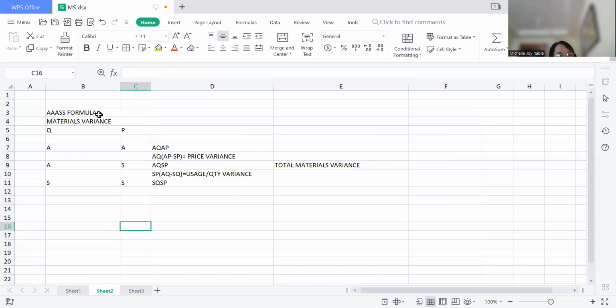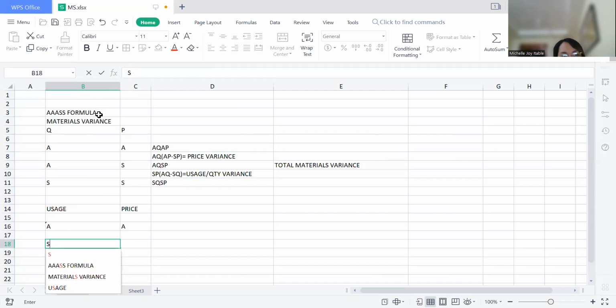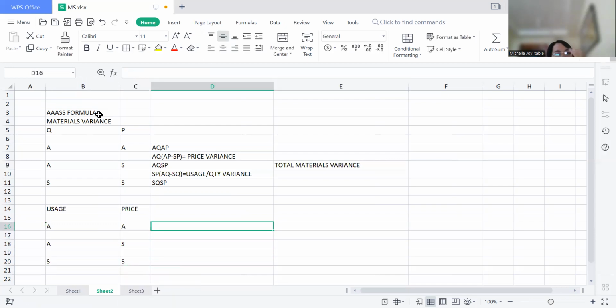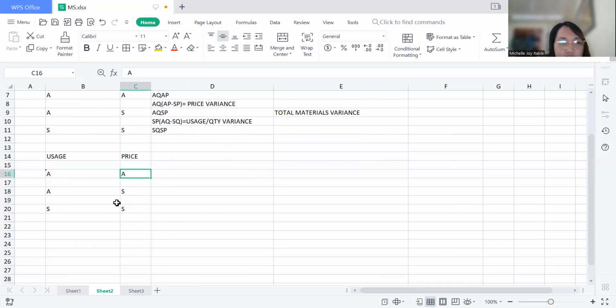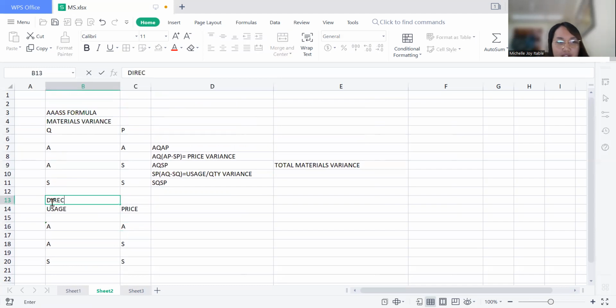Ngayon, ganoon rin yan sa direct labor. Sa direct labor, efficient usage ito yung tawag, and then price. And then ganun din: actual, actual, standard, standard. So let's go back first. Tapusin na natin, isama na natin pati dun sa direct labor at saka sa overhead.